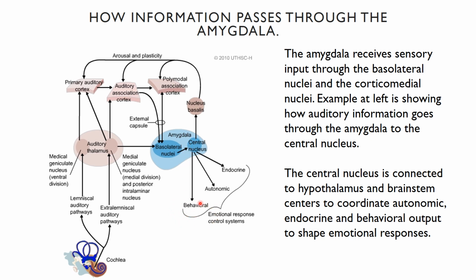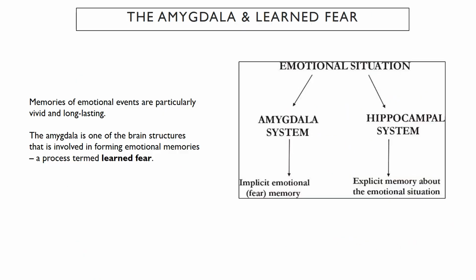So the central nucleus will have automatic control over certain behavioral systems that'll give an automatic response so that you can have a quick response to a sudden stimulus. So just to summarize that, the central nucleus is connected to the hypothalamus and brainstem to coordinate autonomic output, endocrine control, particularly the stress response, but it can lead to changes in testosterone as well, and behavioral output to shape emotional responses.